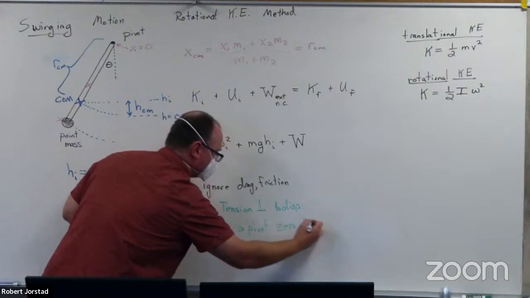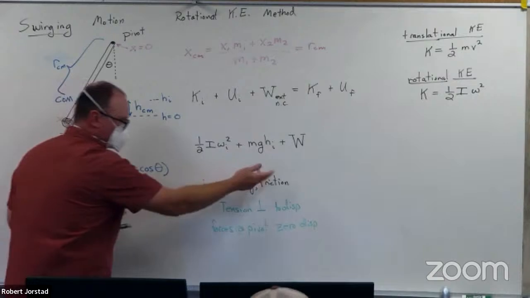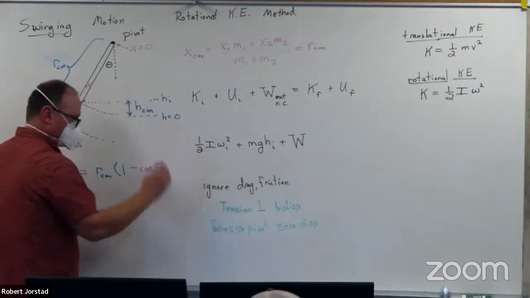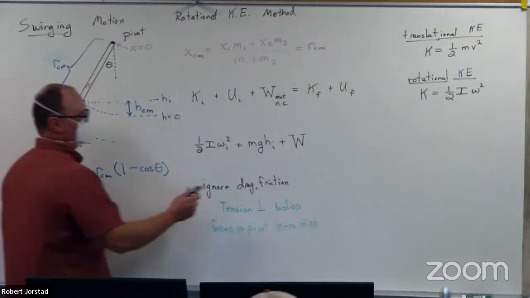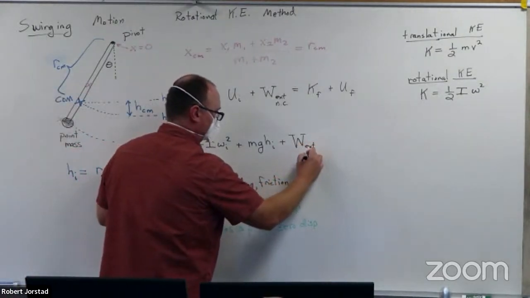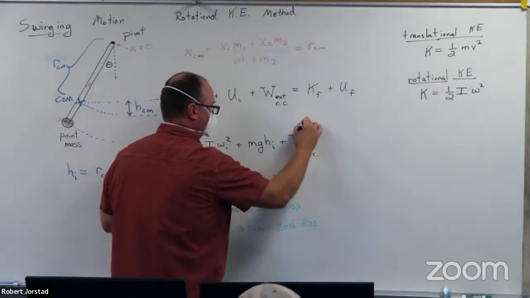So for these reasons, if we ignore drag and friction, tension's perpendicular, forces at the pivot don't matter, there's zero displacement, what's going to happen to this work term? It's going to drop out. So that's why we could drop this out.